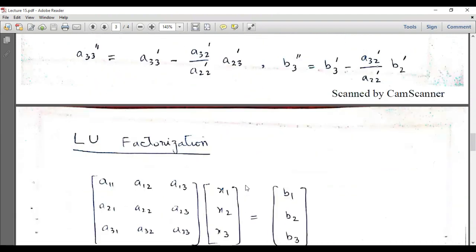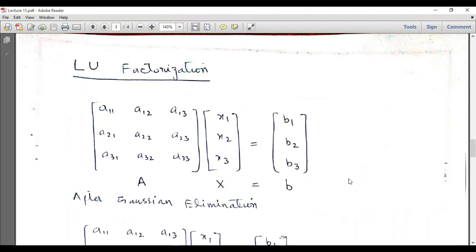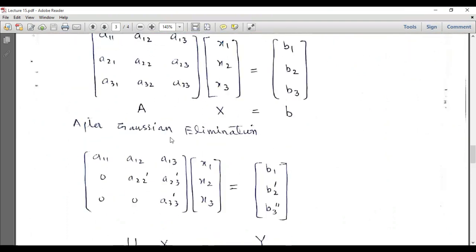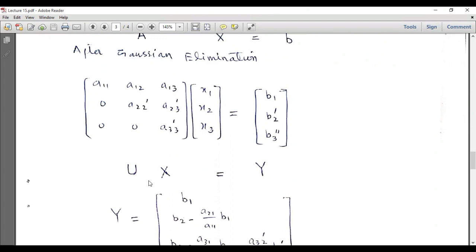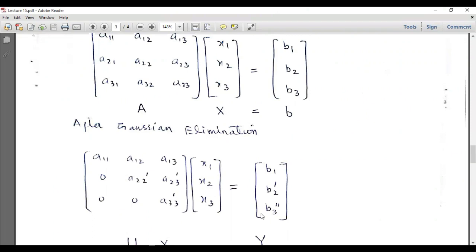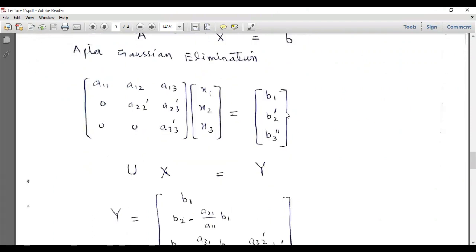Now another thing is LU factorization, right? LU factorization is also called LU decomposition, and in LU decomposition, we have to decompose our system matrix A into an upper triangular matrix and a lower triangular matrix. So this is our system AX is equal to B. After Gaussian elimination, this A matrix will be transformed to this form, and we will have b1, b2 dash, b3 double dash over here, and this is our U matrix. So UX is equal to Y. So we have renamed this column vector to Y. Initially it was column vector B.